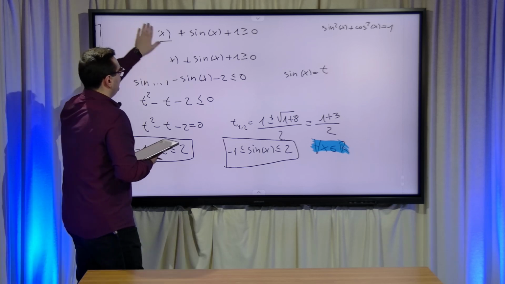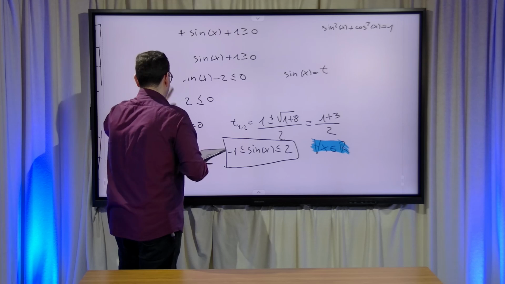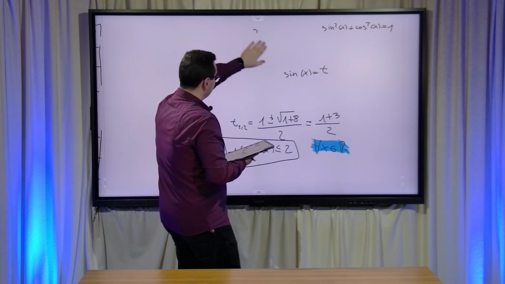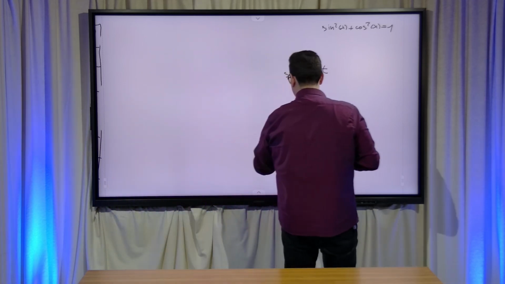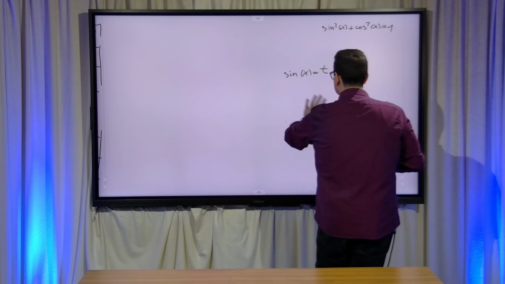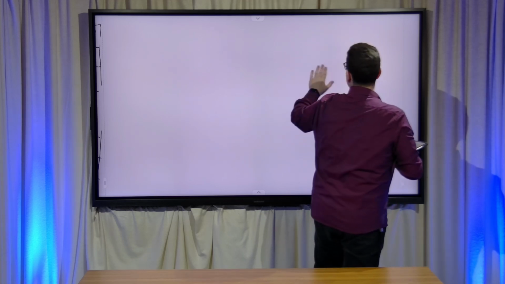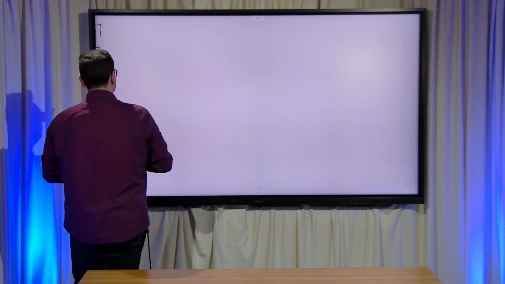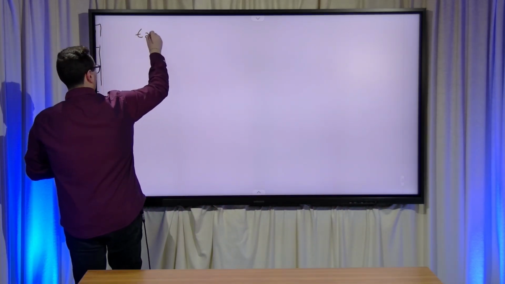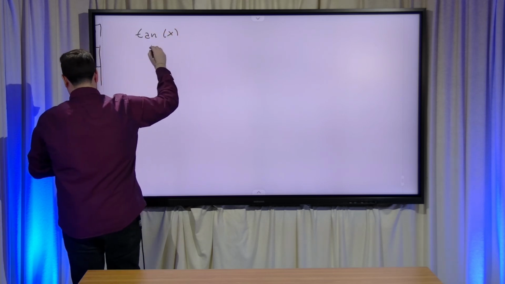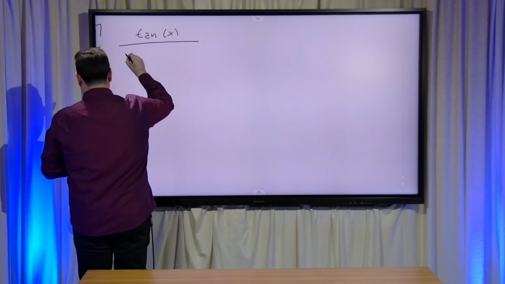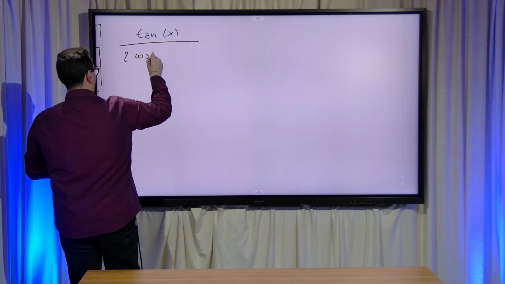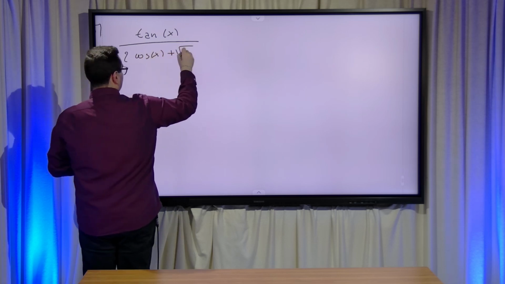Okay, let's do the last two exercises. So, tangent of x divided by 2 cosine of x plus square root of 2.